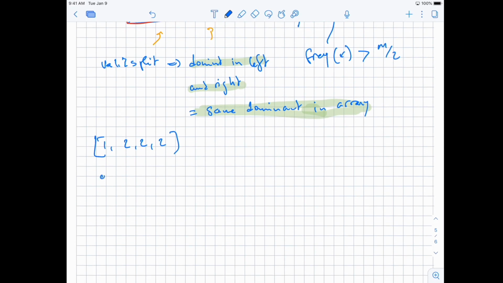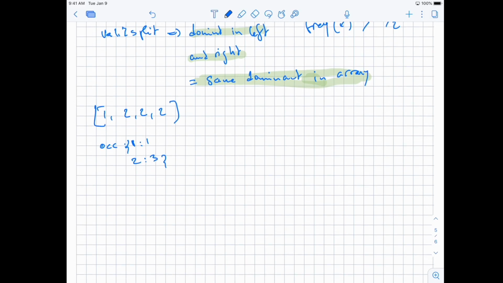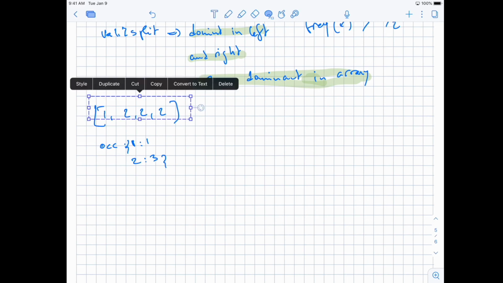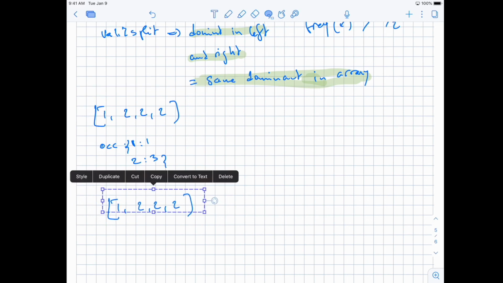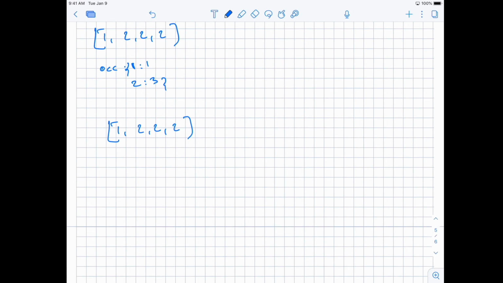So let's have some occurrence map that tells us how many times each element occurs. So 1 occurs once and 2 occurs 3 times. Once we have this, we can just go through the array. So just traverse, let me copy it. We can just traverse the array, right? And for each index, here the indices are 0, 1, 2, 3.